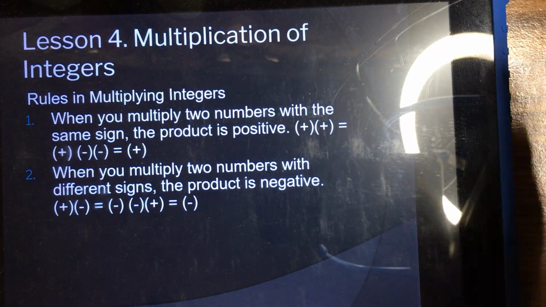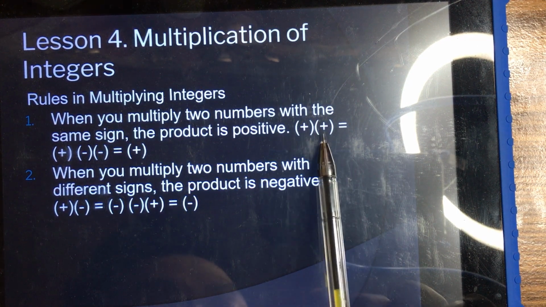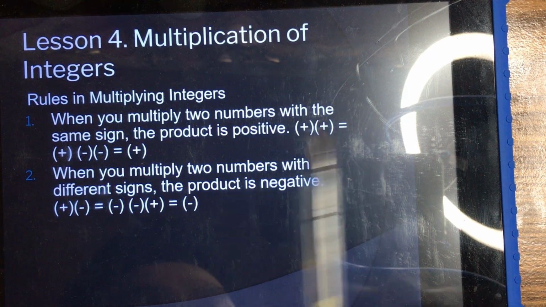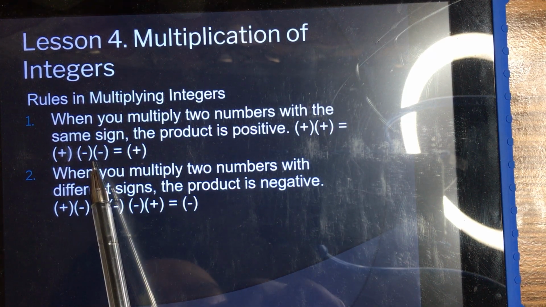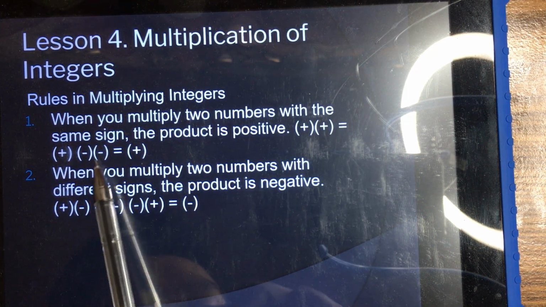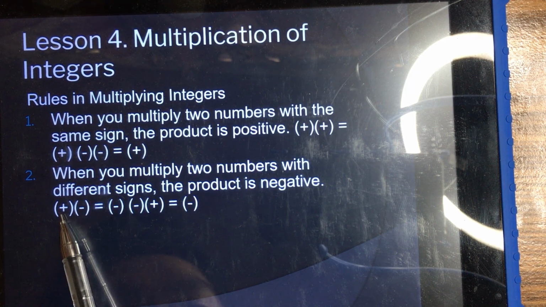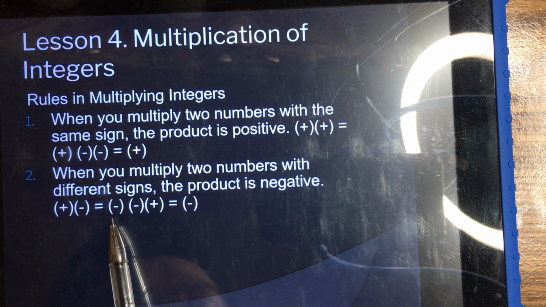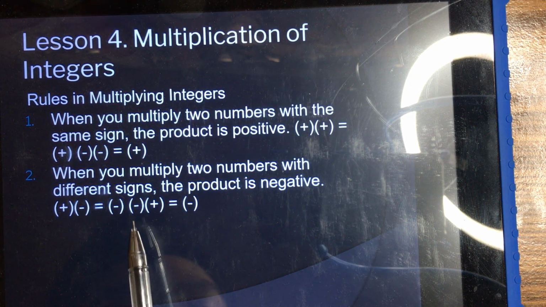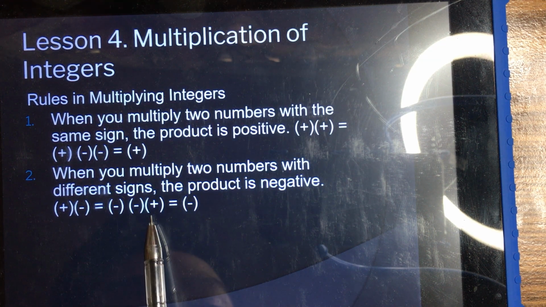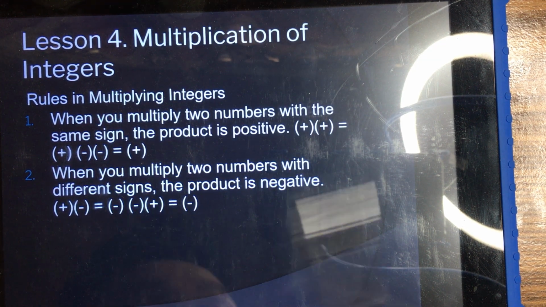So, how do we do that one? Positive times positive is always equal to positive because they have the same signs. Negative times negative is always positive because they have the same signs. Next, different signs, plus minus. Plus times minus is always negative. Negative times positive is always negative because they have different signs.